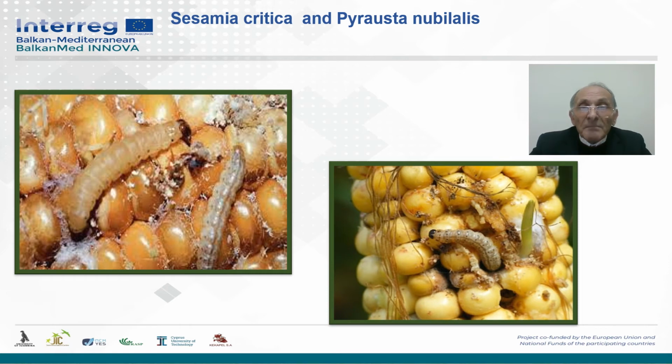Here are the main insect pests in the corn, Sesamia cretica and Pyrausta nubilalis.